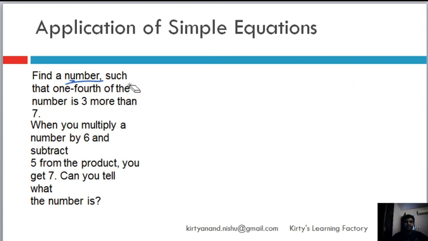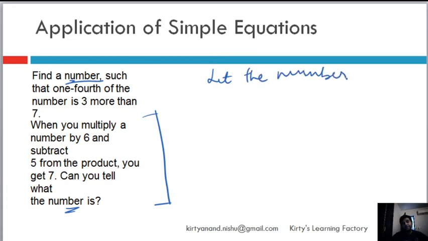So do not get worried by equations. It's very simple. When you multiply a number by 6, right now I know that I have to find out this number. So I will say, let the number be x, okay. And now it says when you multiply a number, basically this number, by 6. So first I do 6x, I multiplied it by 6, and subtract 5 from the product. So now I subtract 5 from it. You get 7, I get 7.